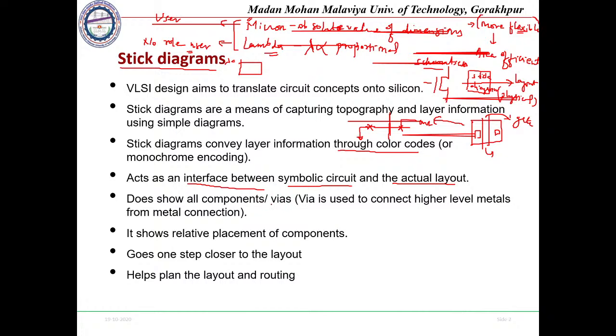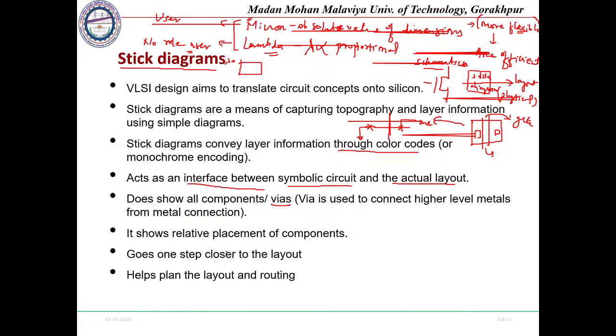Okay. So here, all components are vias. So these vias are the interconnection between two different layers. Okay, so these vias are used to connect higher level metals. So different layers of metals will be connected by these vias. So these stick diagrams are also used to show different components like vias and contacts and different layers. It shows relative placement of components. So how the different components are placed onto a layout, that will be shown as relative information.